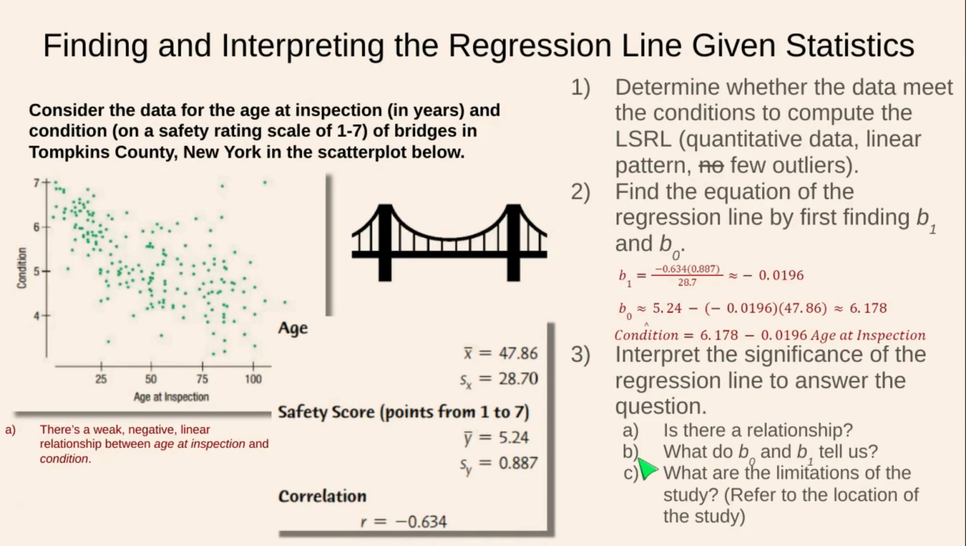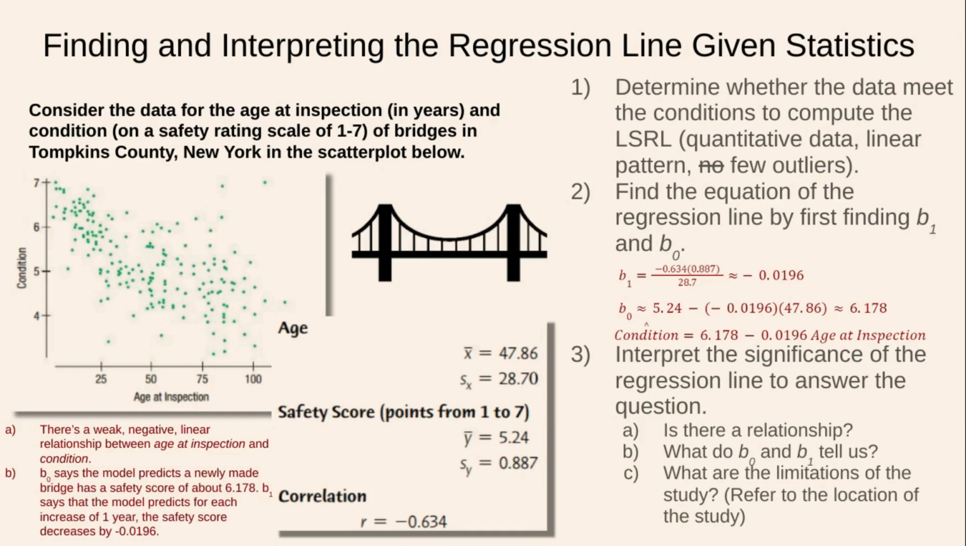Now let's look at letter B. What do B sub 0 and B sub 1 tell us? All right, what is the significance of those quantities? Well, B sub 0 says the model predicts a newly made bridge has a safety score of about 6.178. That's important to note because last time we said that B sub 0 really has no meaning in and of itself. That was in the problem about the costs of houses in Saratoga, New York. Here in Tompkins County, New York, our B sub 0 does mean something.